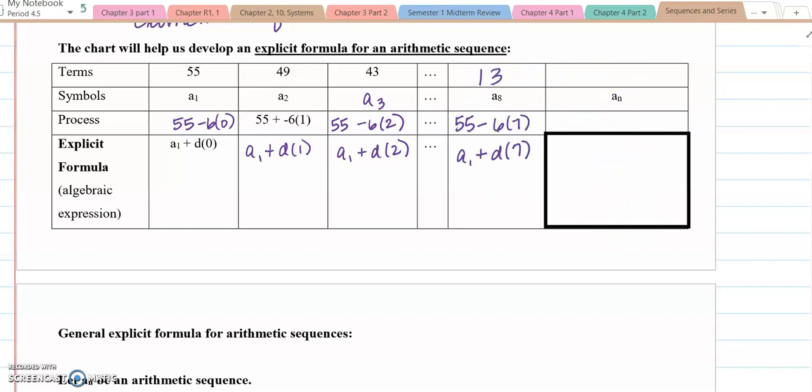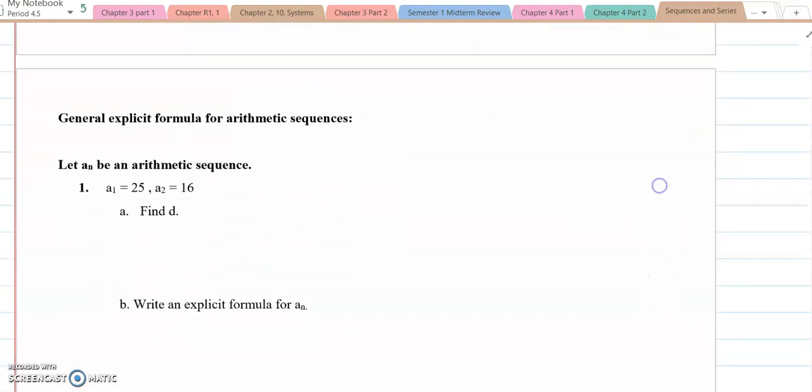All right, so this is what I got for this column. The important thing to notice is that the number that's always going here is always one less than the term number. So my explicit formula for an arithmetic sequence is always this right here. And it really is just like point slope form with that y value moved over. So I'm going to recap that here.